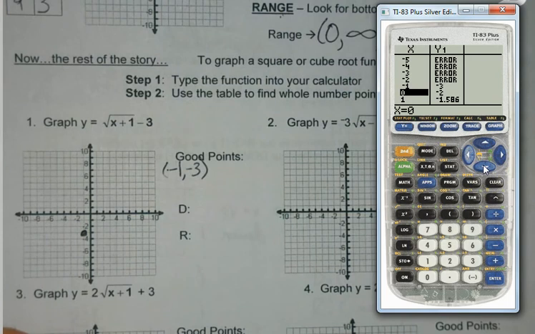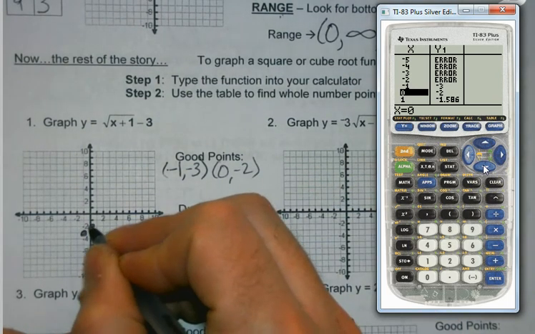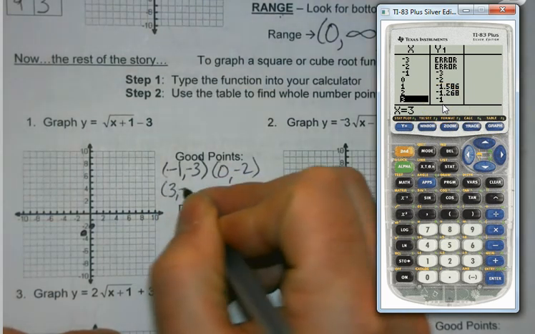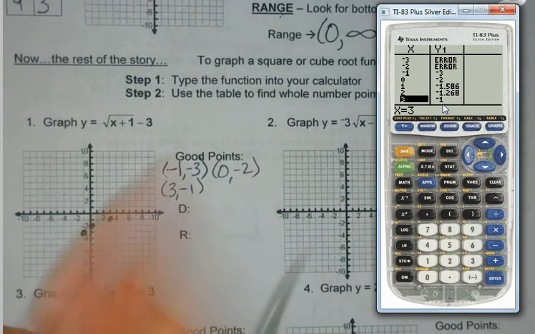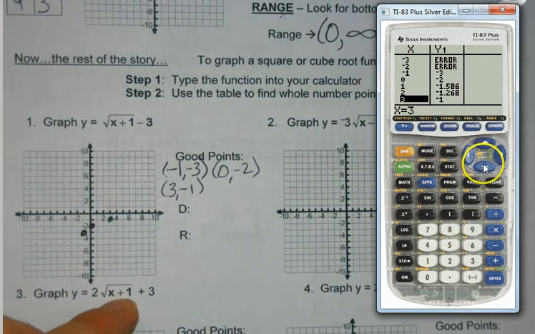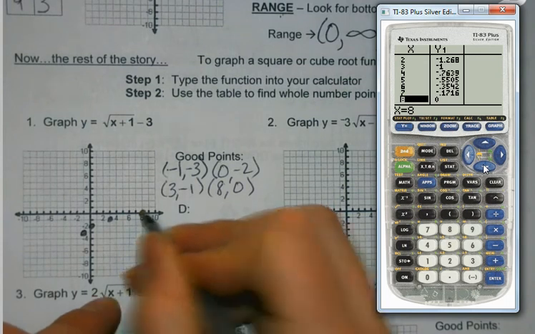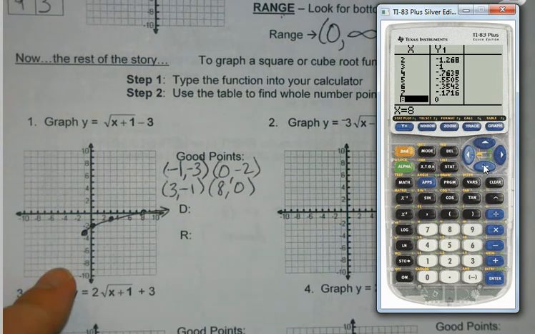Whole numbers for y only. Okay, so 0, -2. Let me keep going here. Okay, there's another whole number for y. So 3, -1. And some of you may be thinking, do I have to write these good points down every time? No, but I want you to have a copy where you see where they're coming from. Let's see if there's any more before we run out of room here. Oh, there's one more. 8, 0. And once I run out of points that are whole numbers, connect the dots with an arrow on the end. Okay, so we're letting the calculator do all the work for us.